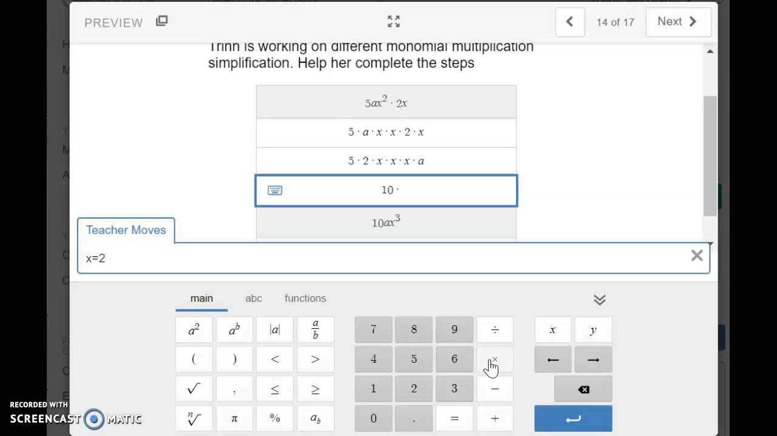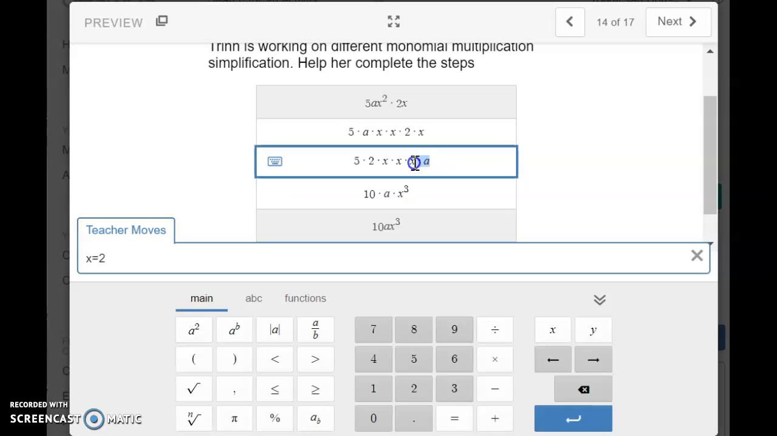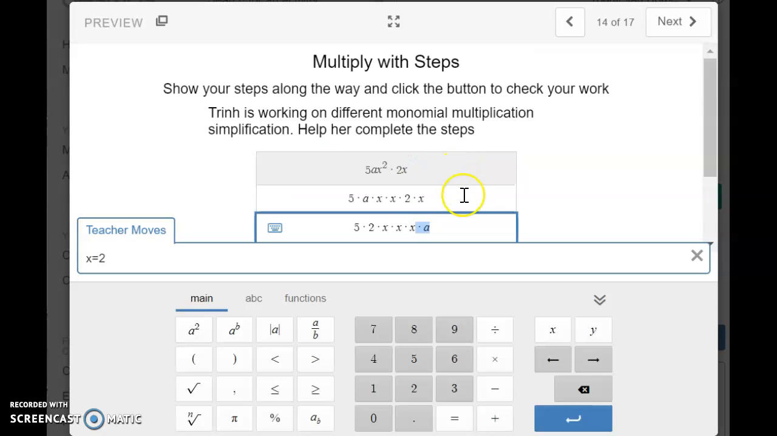x multiplied to itself 3 times is x to the power of 3. So for that I am going to use the caret of 3. And then to that I am going to multiply a. Okay, so it looks like he did a first. So I'm going to change that to a multiplied by, and I'm going to get rid of this. And I'm going to bring this to the front.